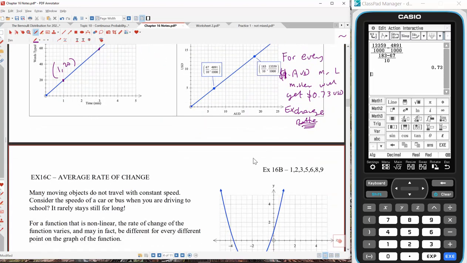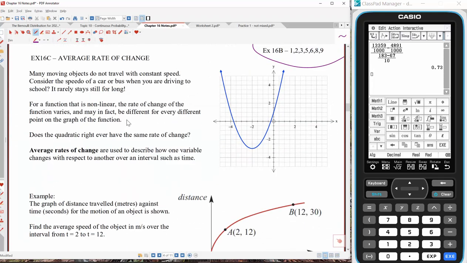All right, so there's the work for this particular exercise 16b. All right, so what we note here is that in 16c we're going to cover average rate of change. So many moving objects do not travel with a constant speed. In fact, it's really rare to see someone travel at a constant speed. Like if I drive to school, I'm very rarely doing a constant speed, particularly on our great Monash freeway.